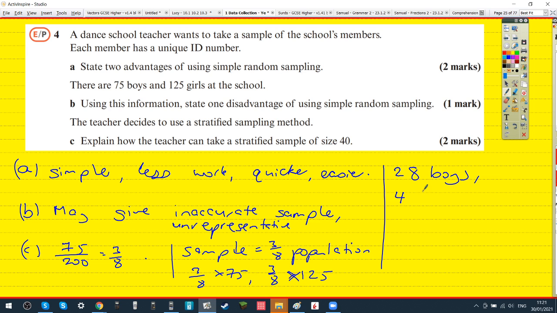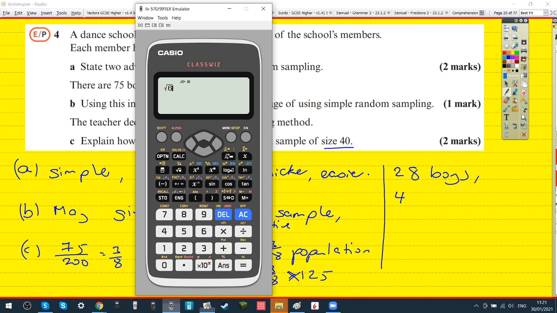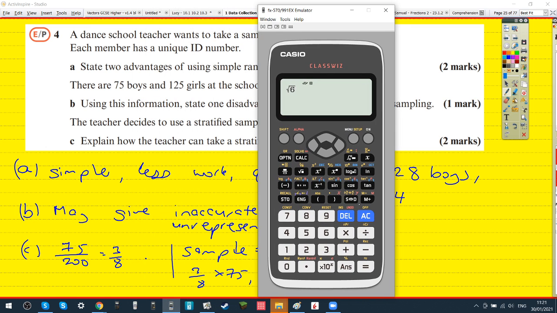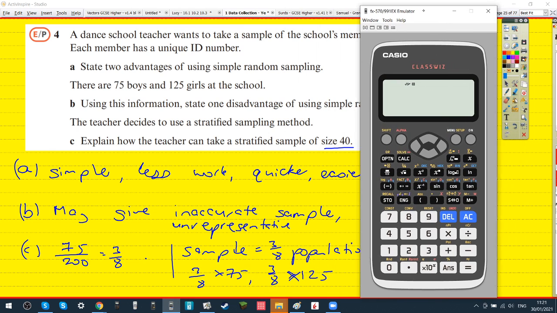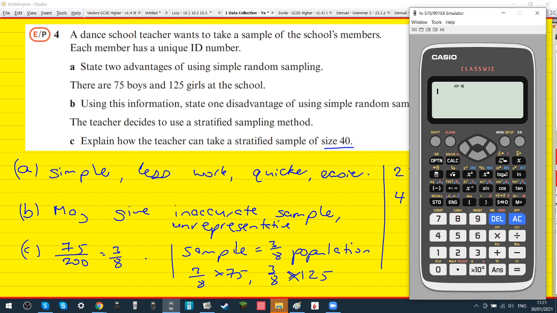Let's see. And does that... No, 47. They need to add up to a sample size of 40? Yeah, I times the 125 by 3 over 8 and I got 46.875. How did you get 3 over 8? Where did 3 over 8 come from? What numbers? The sample is 3 over 8 of the population. No. The sample's 40. 40 out of 200.